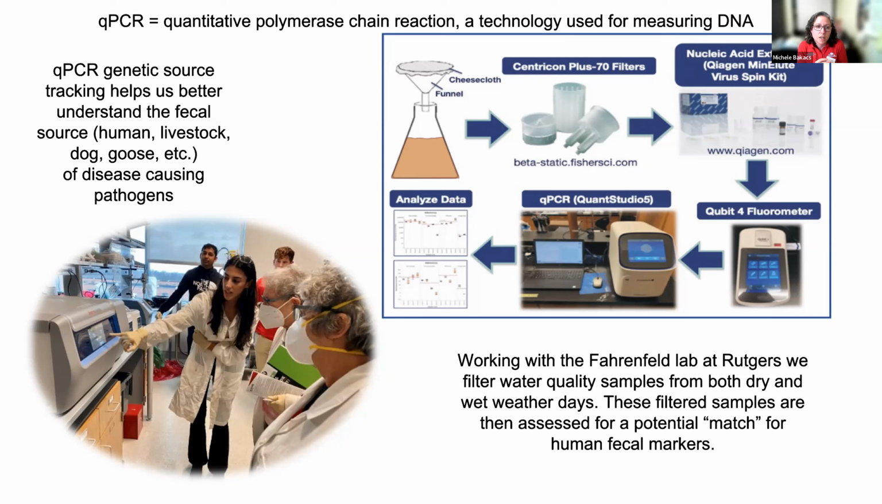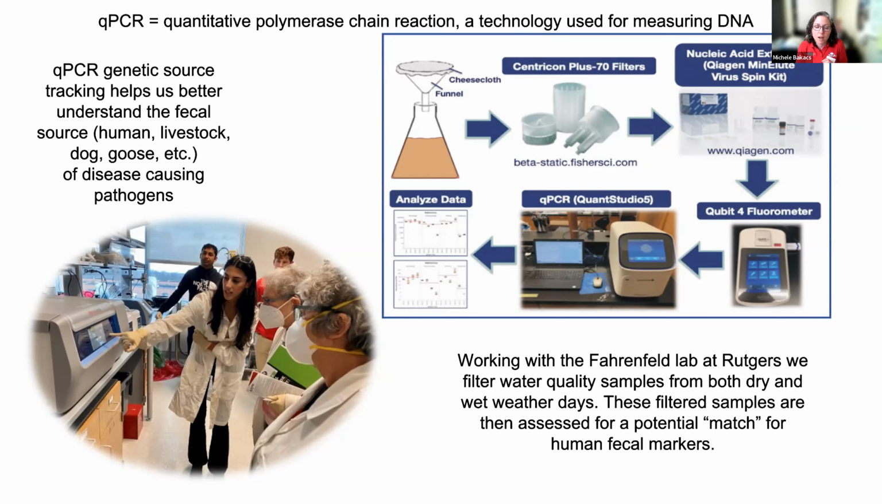So essentially, we want to understand where these fecal sources are coming from. Are they human? Are they livestock? Are they dog? Are they goose? Once we understand where the sources of these pollutants are coming from, we can do a better job figuring out how to reduce them and shut them down.